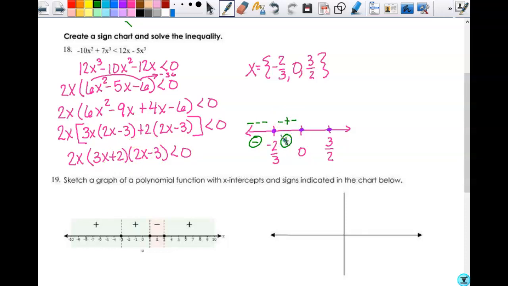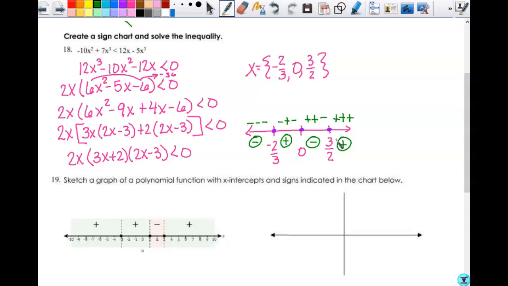So between 0 and 3/2, I can use 1. So that would be positive. 1 in here would be positive. 1 in here would be negative. So it's negative overall. Then on the other side of 3/2, I could use 2. So this would be positive, positive, and that would give me 4 minus 3, so that's positive. So this is positive overall.